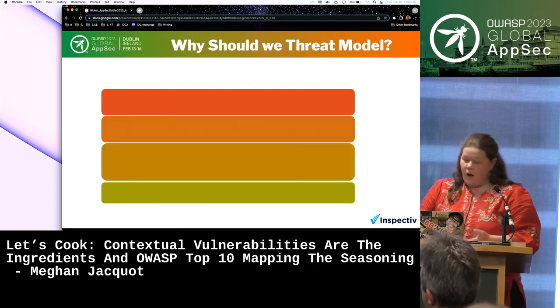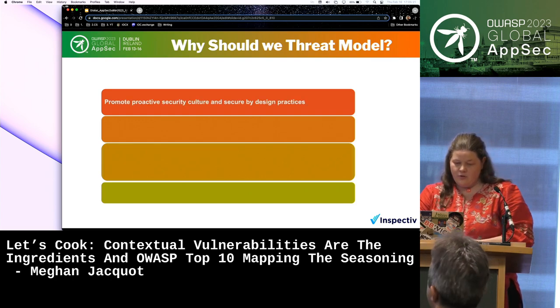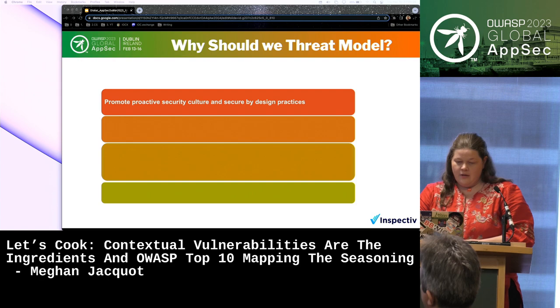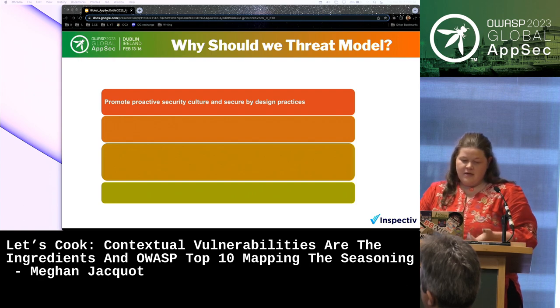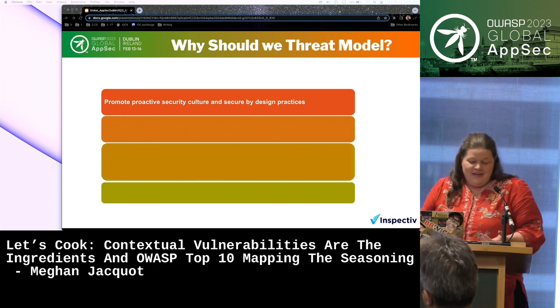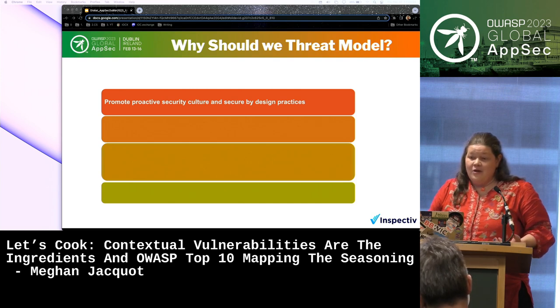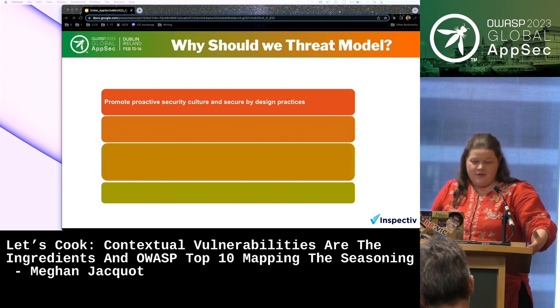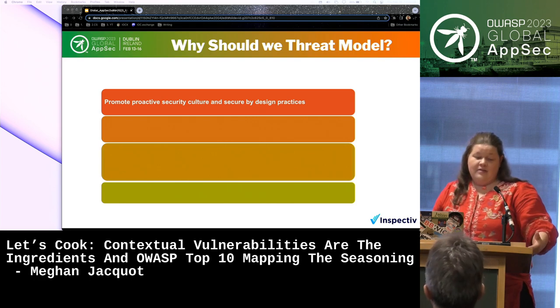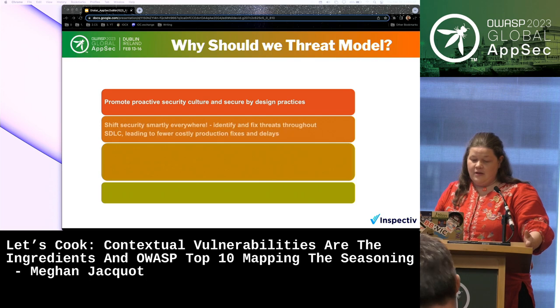So why should we do this, right? When we think through the why of it all, it's proactive security. It's not reactive. If we're threat modeling and thinking through the different issues that might happen, we're trying to use data to predict this might happen. This could be really bad for us. Let's try to get ahead of it.